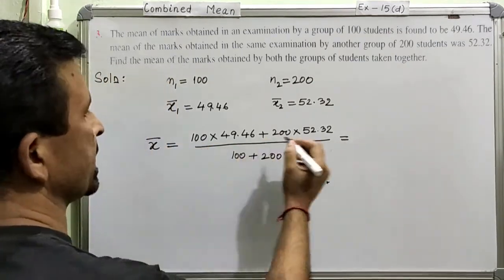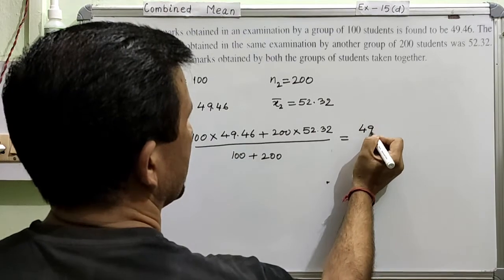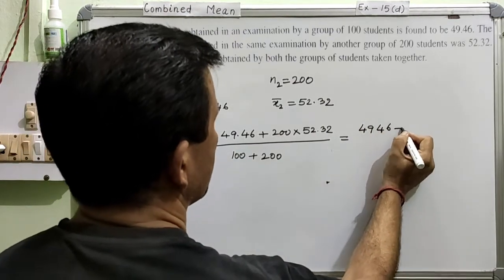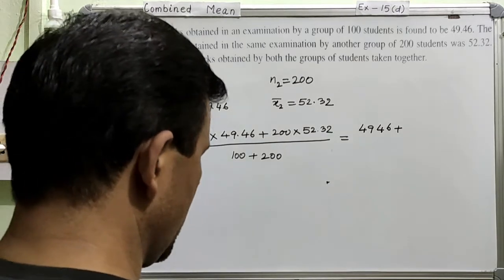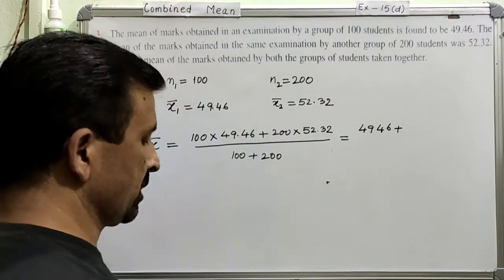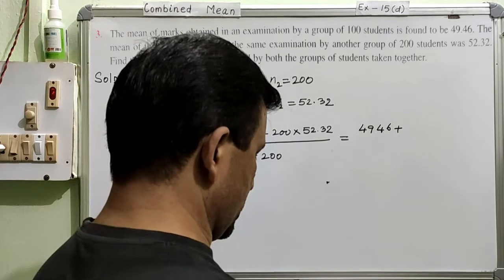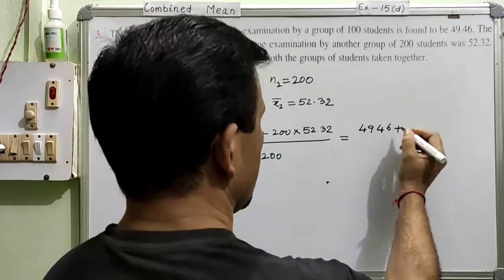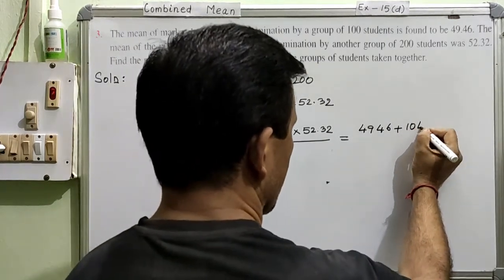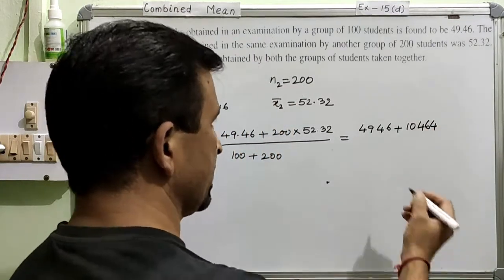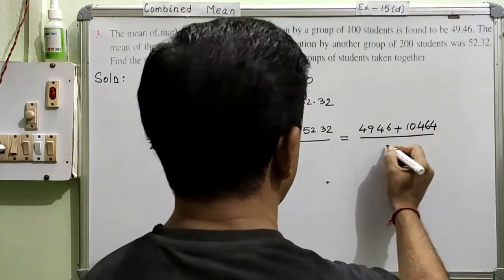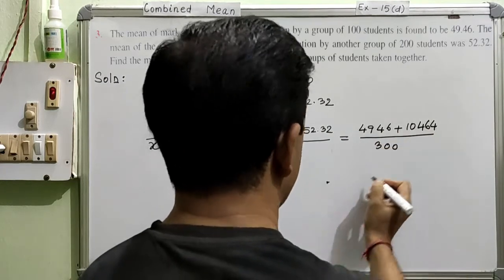Alright, this is 4946 plus 200 into 52.32. So this will come as equal to 10,464. 10,464 divided by 300. Clear?